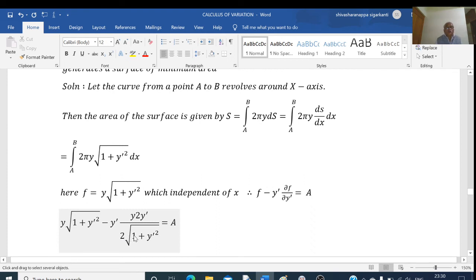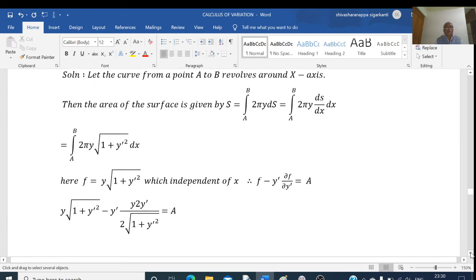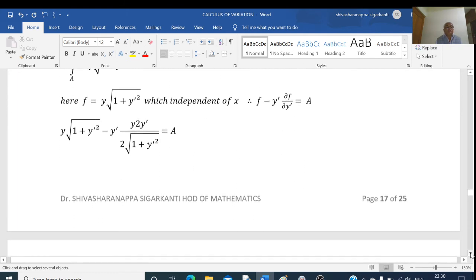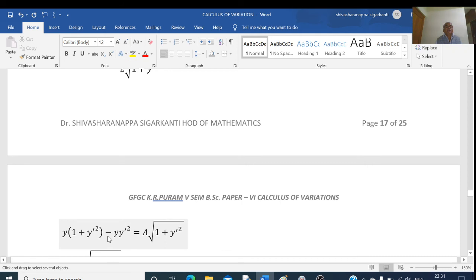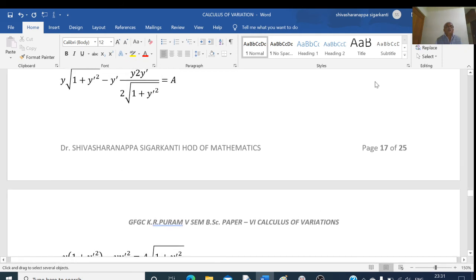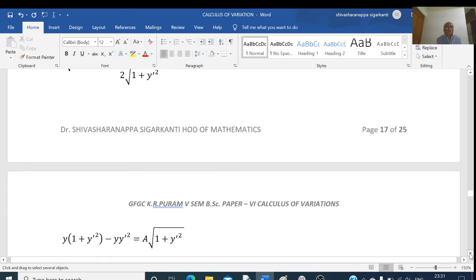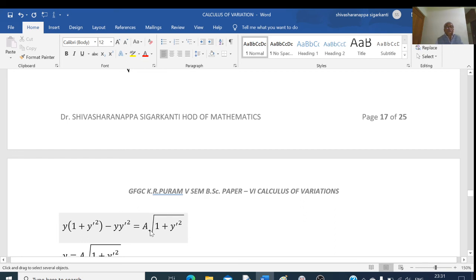Multiplying this equation throughout by root of 1 plus y dash square, this term will be y into 1 plus y dash square minus. This term gets cancelled, 2 gets cancelled here. What remains is y into y dash square remains equal to a into root of 1 plus y dash square.